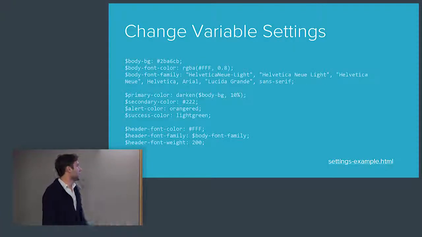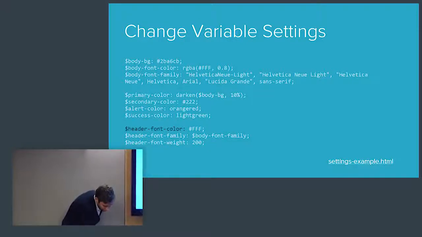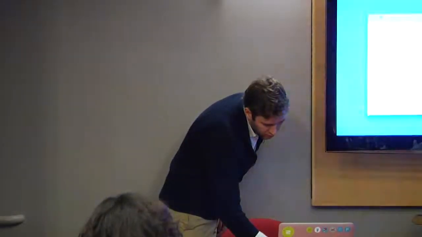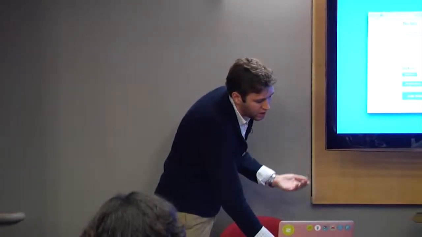So here's an example of different variable settings. And here we've changed some. So there's the body font color, font family, various colors in the site, header font colors, header styles. So here's a basic look. So here's a look at a basic Foundation page. This is what Foundation looks like out of the box. It's pretty plain, pretty simple, designed to be pretty easy to customize.